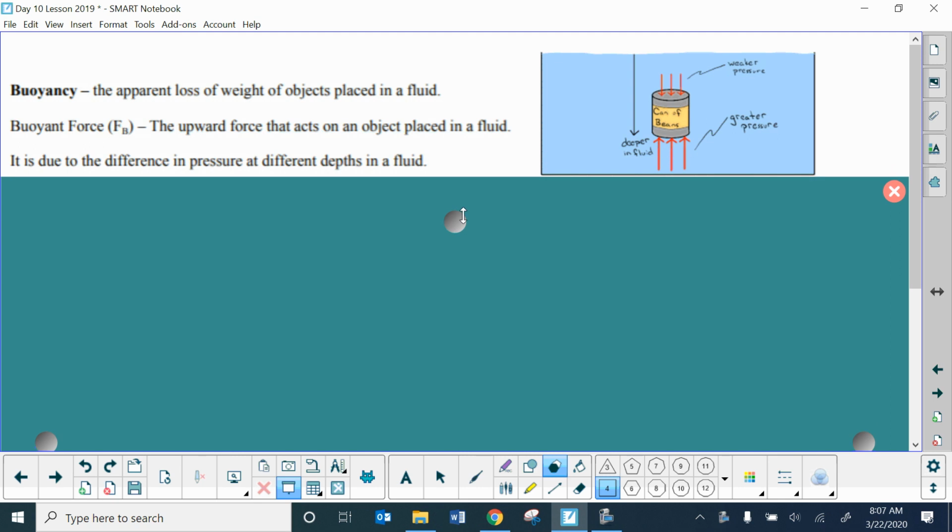It can be any fluid, so it doesn't have to be a liquid necessarily. It could be like a hot air balloon, and the air is pushing up on that hot air balloon. But we're going to concentrate on fluids because that's a more concrete example that you guys are familiar with.